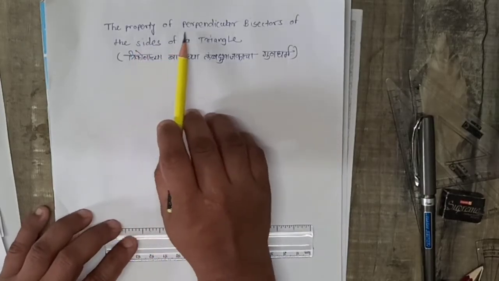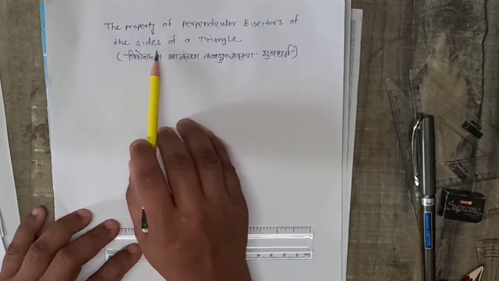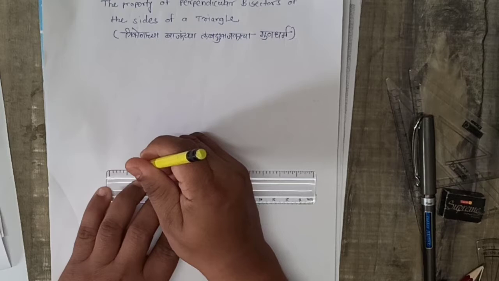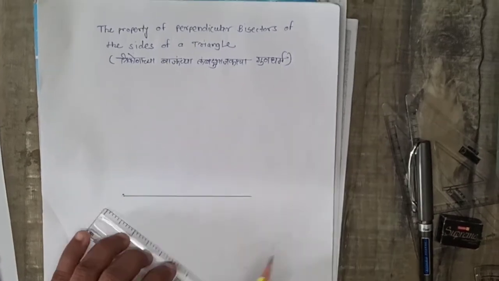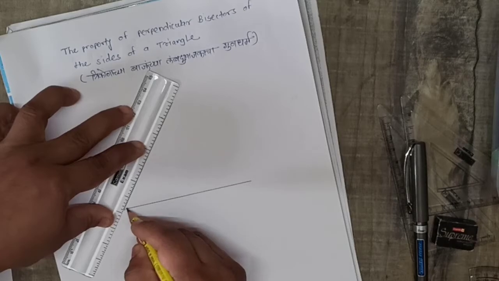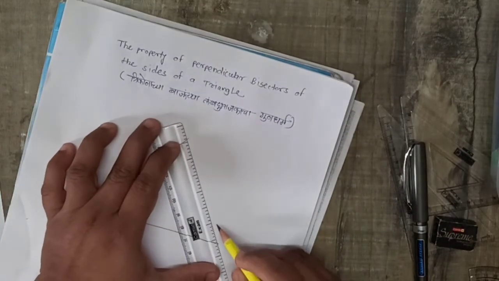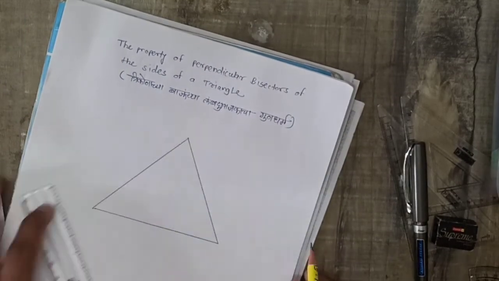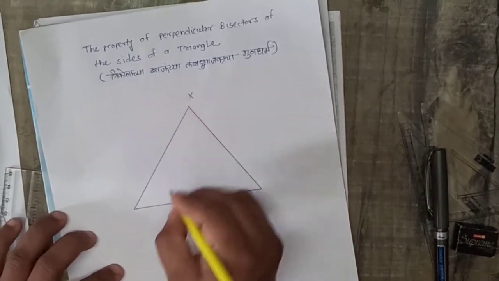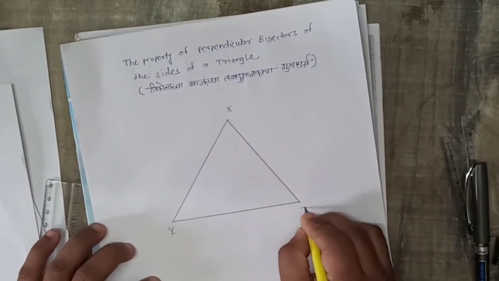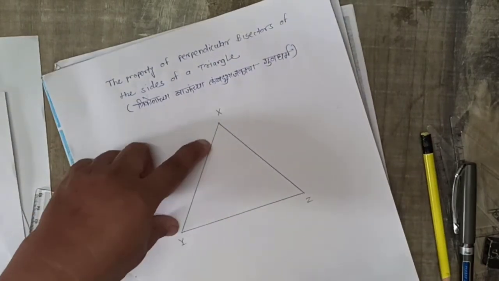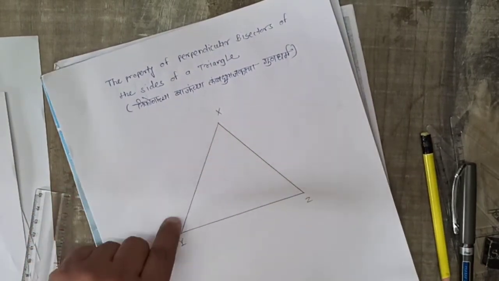So to learn the property of a perpendicular bisector of the sides of a triangle, we have to draw any triangle. So I draw an acute angle triangle for this construction to learn the property. So this is an acute angle triangle. I name it as X, Y, Z. So first of all, we can draw the perpendicular bisector of side XY.